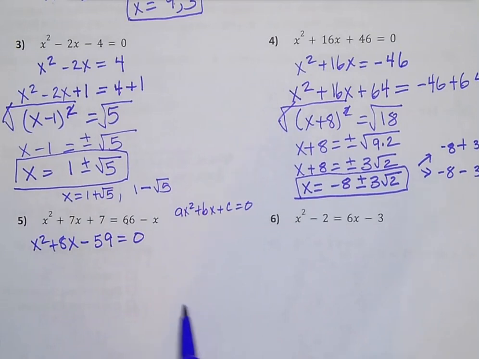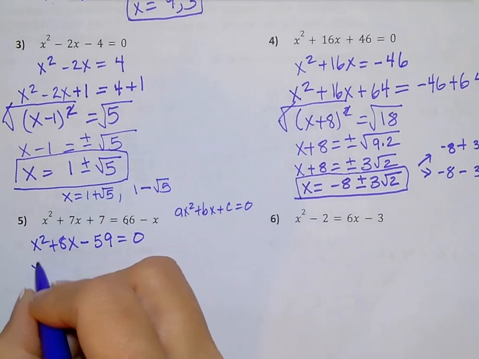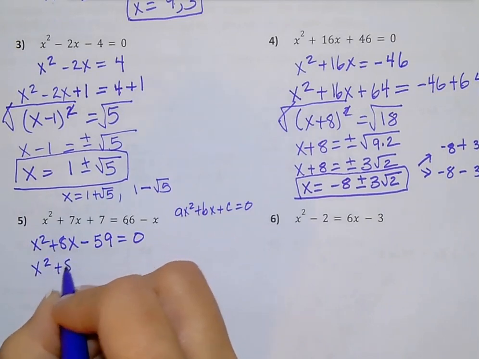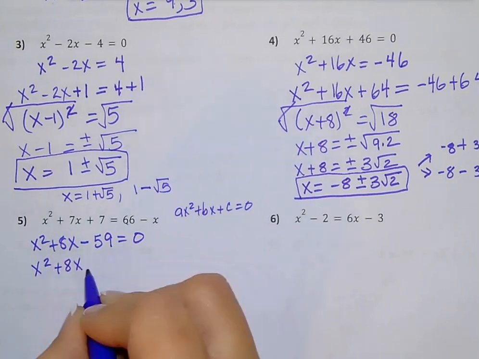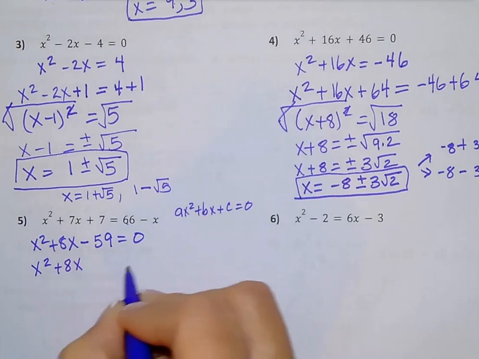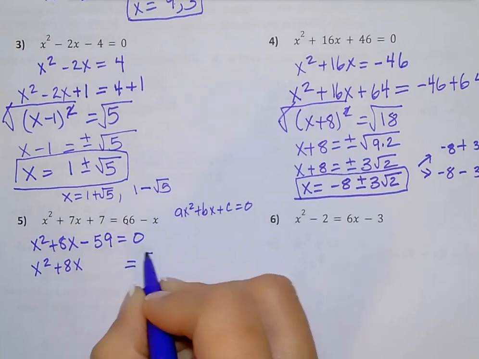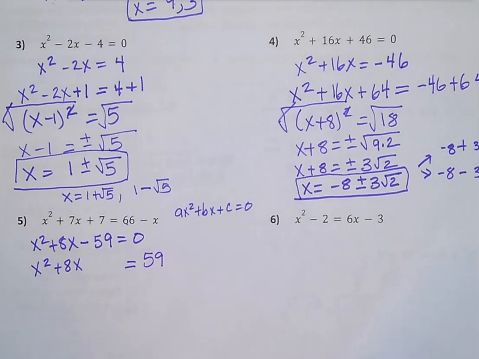It's not factorable. So our rules today for completing the square, we say that we're going to make it look like x squared plus 8x. I'm going to leave myself space here. And I'm going to say the other side is 59 because I'm just adding 59 to each side. I'm leaving myself space here.